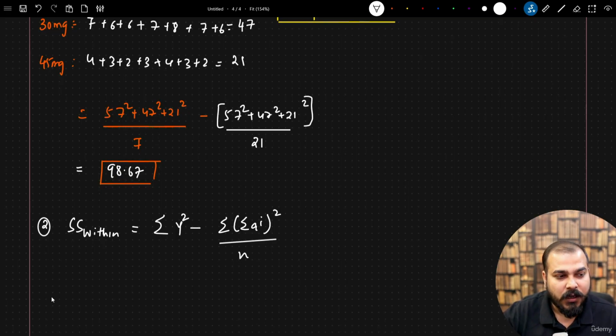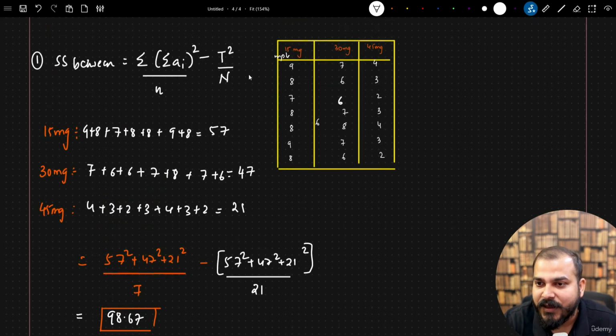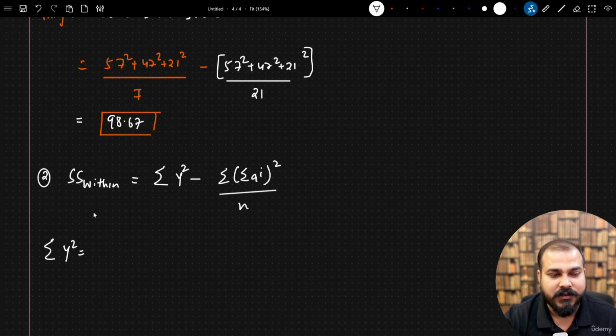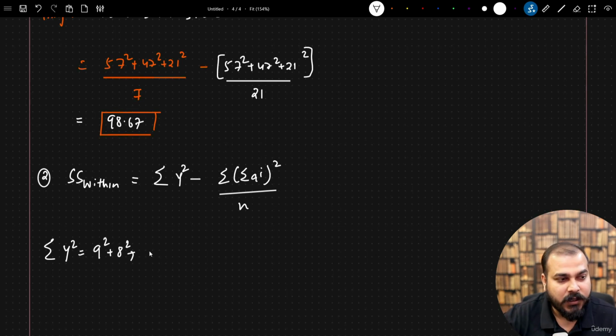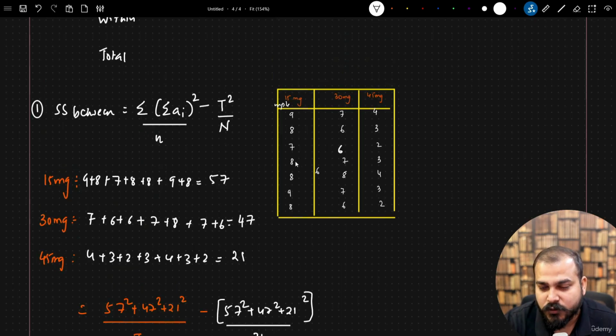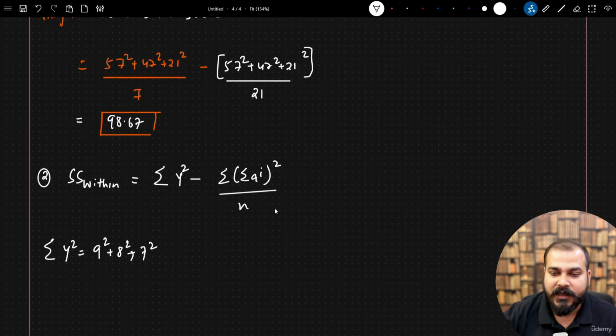This is nothing but this. But what about summation of y square? Summation of y square is nothing but we take every value in the sample and square it up. So you can write it like this: first sample 9 square plus 8 square plus 7 square, plus 8 square plus 8 square. Like this you can do the calculation.